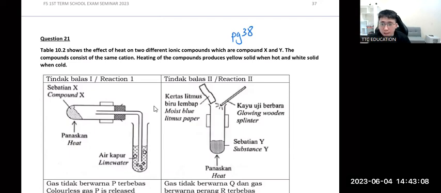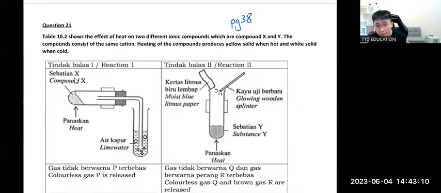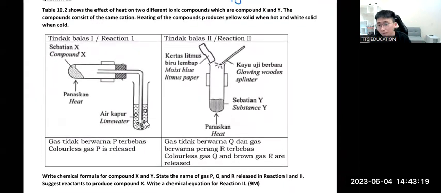Okay, so on this, we got reaction 1, and then we heat compound X. This is something that you're going to analyze again. I heat X, and then I have a gas that turns lime water. They never say lime water, but later they say. Then for the second test, you see the heating of the compound. For here you have a test with moist blue litmus paper, and then a test with glowing wooden splinter. And then it gives you a brown gas and a colorless gas.